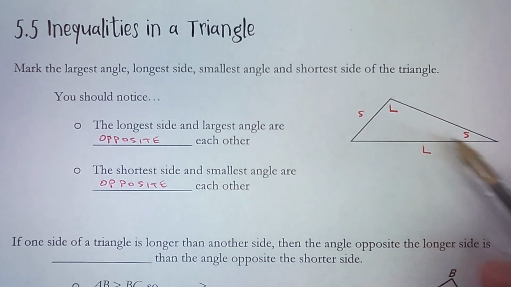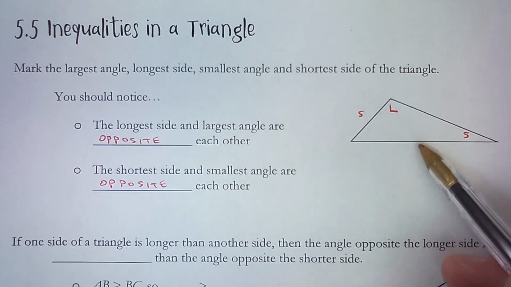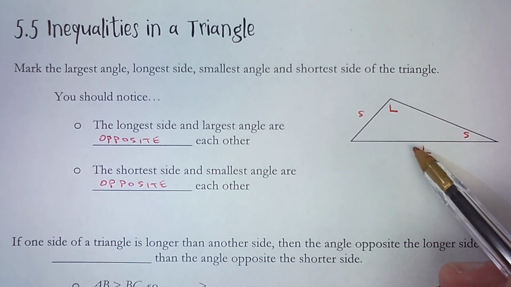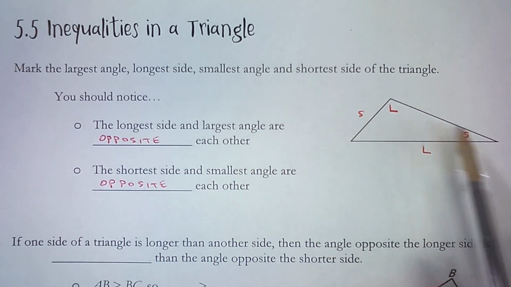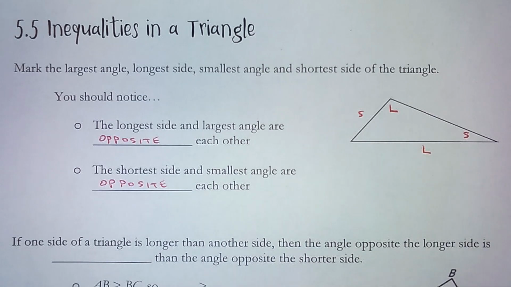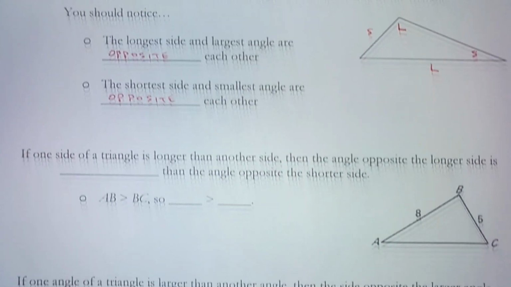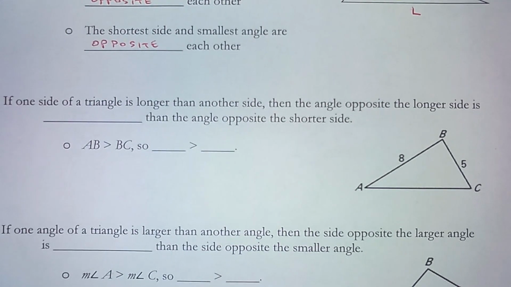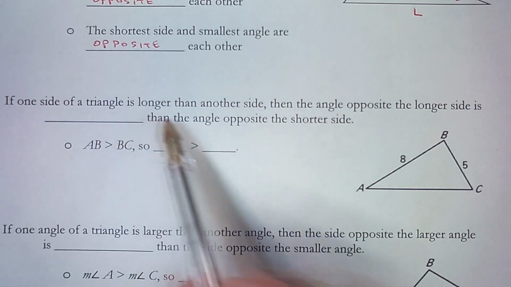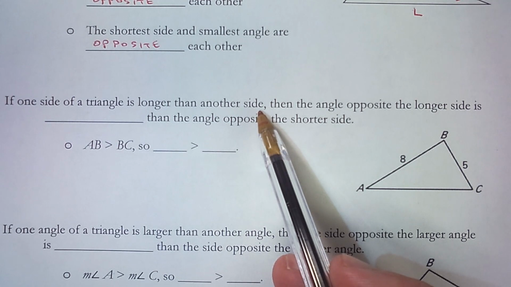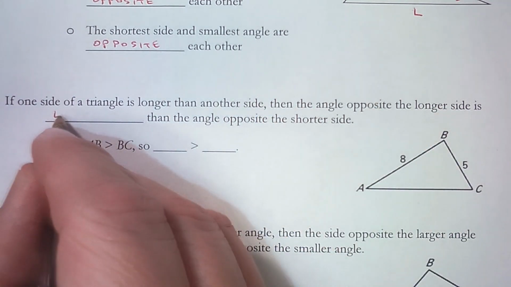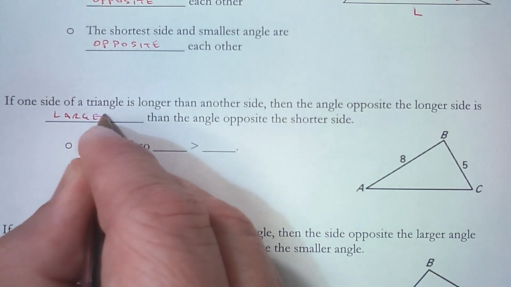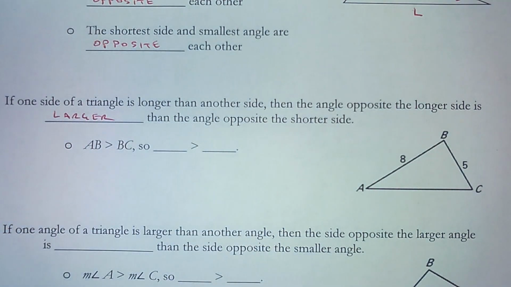Okay, that will always be true. Largest angle and longest side will always be right across from each other. Smallest angle and shortest side will always be right across from each other. And that leads into our first inequality within a triangle. If one side of a triangle is longer than another side, then the angle opposite the longer side is larger than the angle opposite the shorter side.